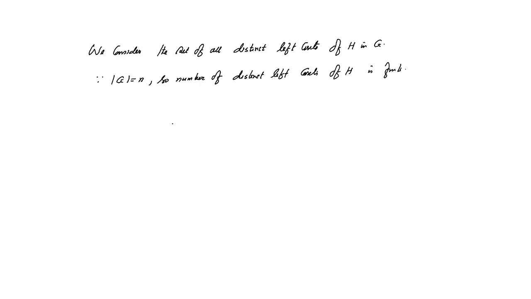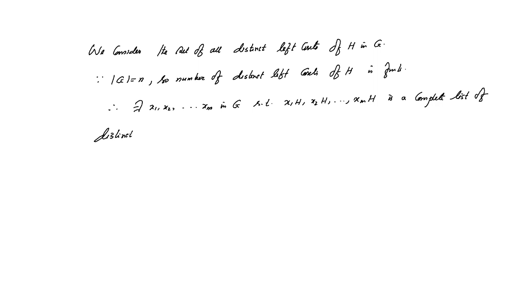Okay, and therefore there exist elements, say x1, x2, up to xm in G, m obviously less than or equal to n, such that x1H, x2H, up to xmH is a complete list of distinct left cosets of H in G. So it is obviously clear that m is less than or equal to n. This is a very clear statement.